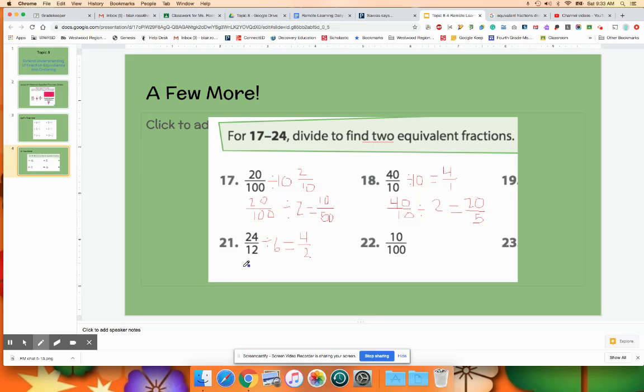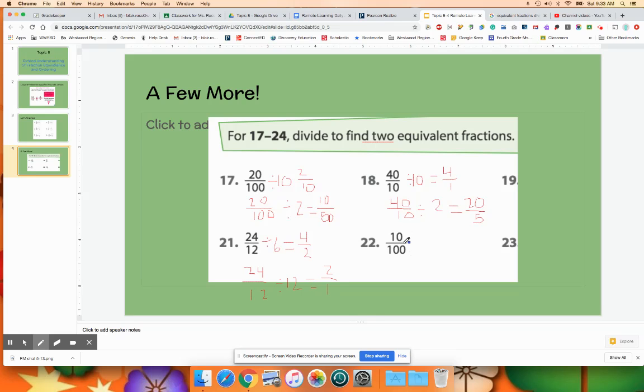We have to do it a second time because the directions tell me to find 2. So 24 over 12. Again, this is a fraction greater than a whole. Let's divide the top and bottom by 12. 24 divided by 12 gives you 2. 12 divided by 12 gives you 1.